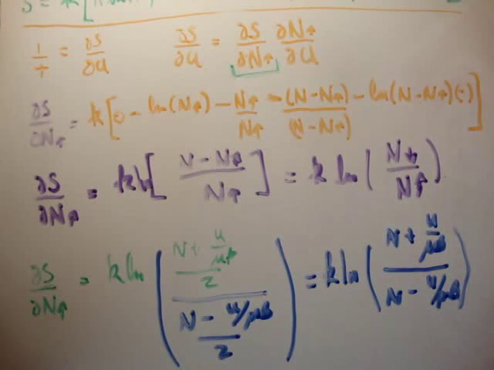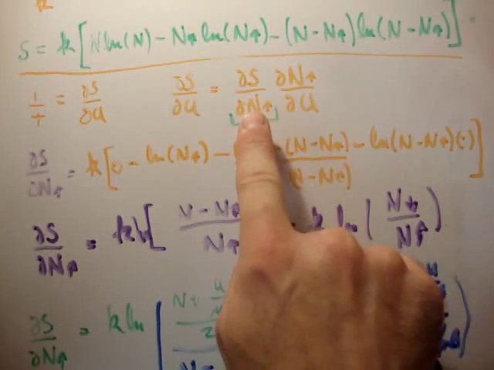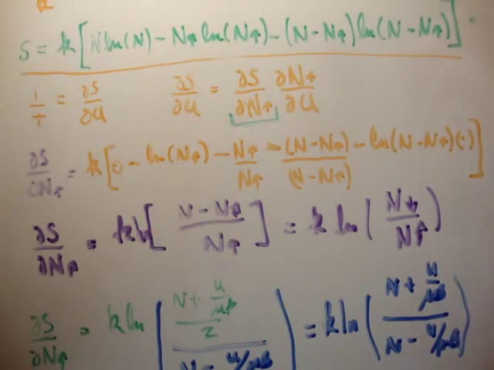And now we have a formula for del S del N up. Now, you might say, Jay, it's looking mad, but really it's not. It's just a bit of algebra. So finally, to go back up to here, we need to get del N up del U, but in actual fact, I got that at the start. That was one of the derivatives I got at the start. So, if you multiply that derivative, which was equal to minus 1 over 2 mu B, by this, then that is equal to 1 over T.